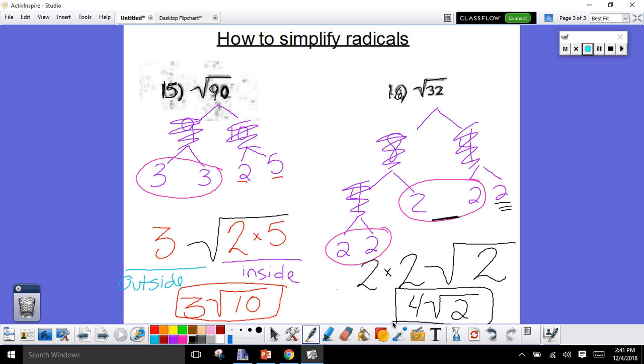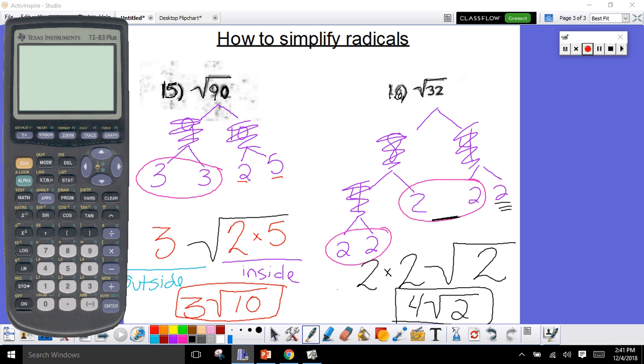Now let's double check just to make sure we're doing it correctly. Get your calculators and try it. The square root of 32 equals 5.6568, a really long decimal. Then I'm going to do the same thing with my answer, 4 and the square root of 2. Voila! I got the same answer, 5.6568, 5.6568. All of the decimals match, so I did it correctly. Yay!